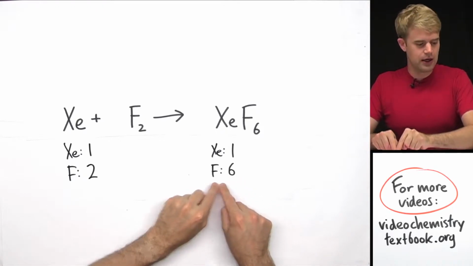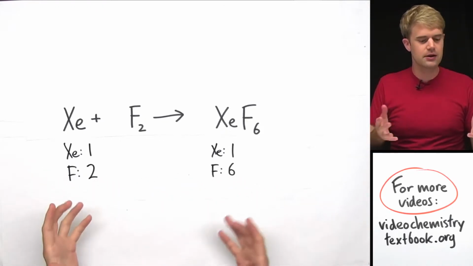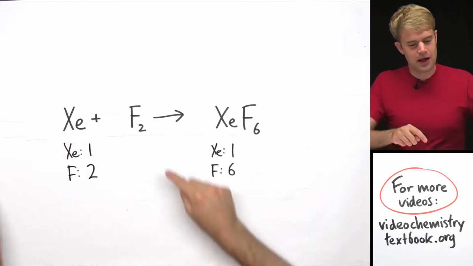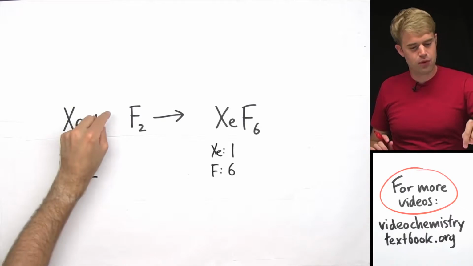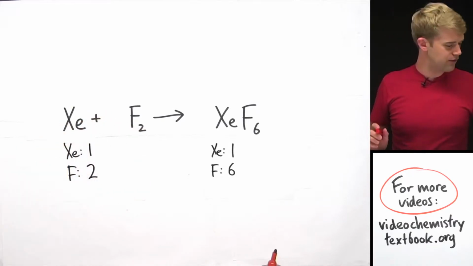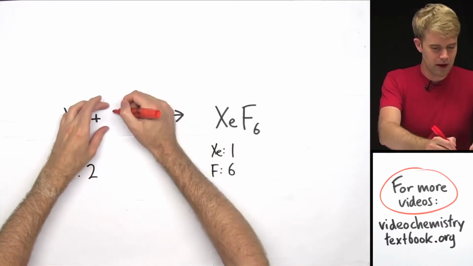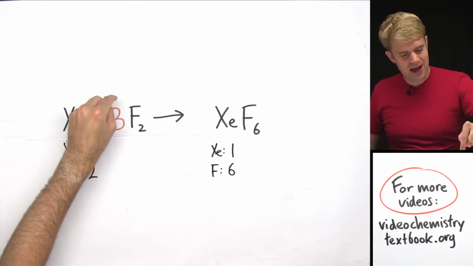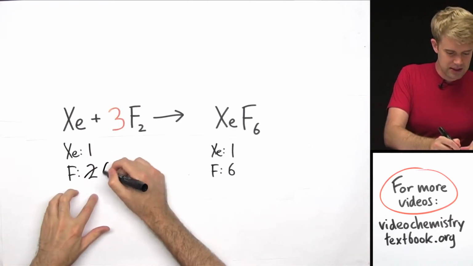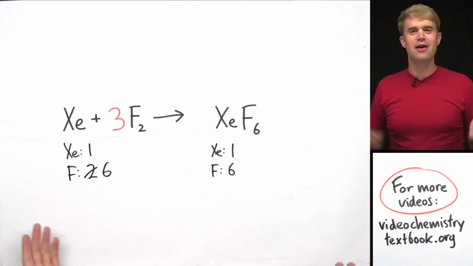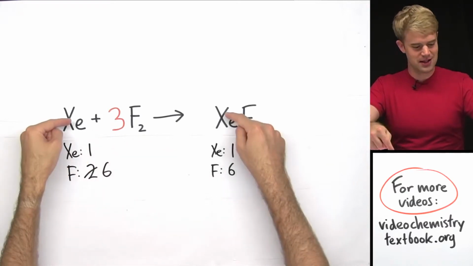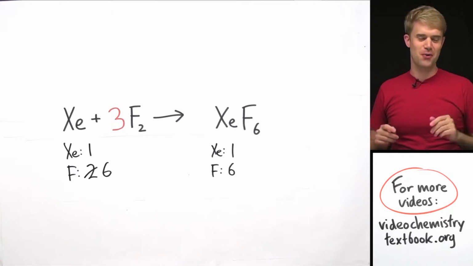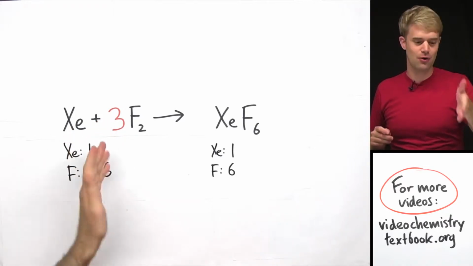I got 6 fluorine here, but I got 2 fluorine here. So for this to balance, I need more fluorines on the left side. I can add a number in front of the F2 here. If I put 3 in front of this F2, now I have 3 times 2 gives me 6 fluorine, and now they balance. 1, 1 for the xenons, 6 and 6 for the fluorine. So now this is a balanced equation by adding this coefficient.